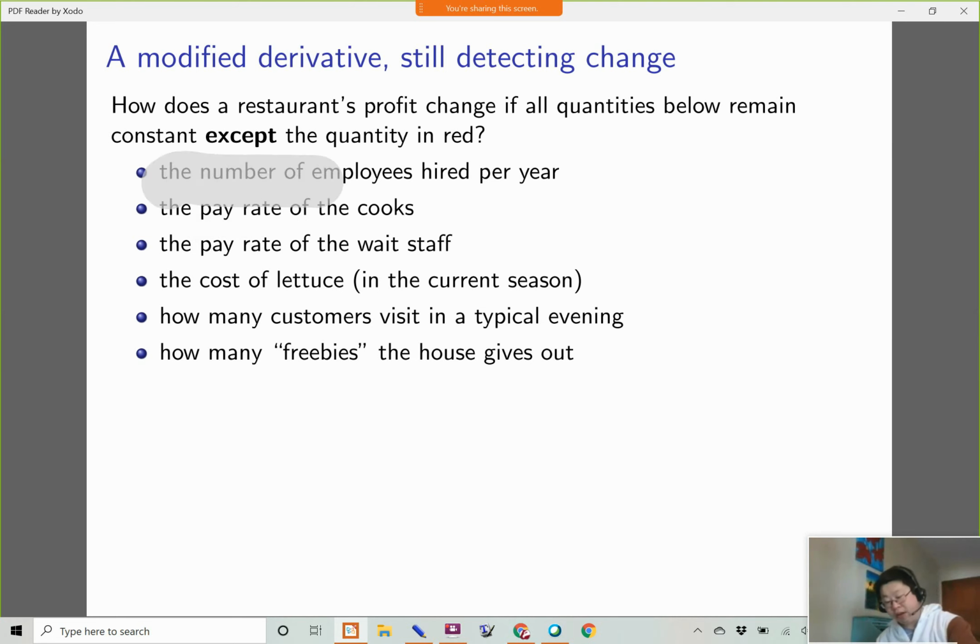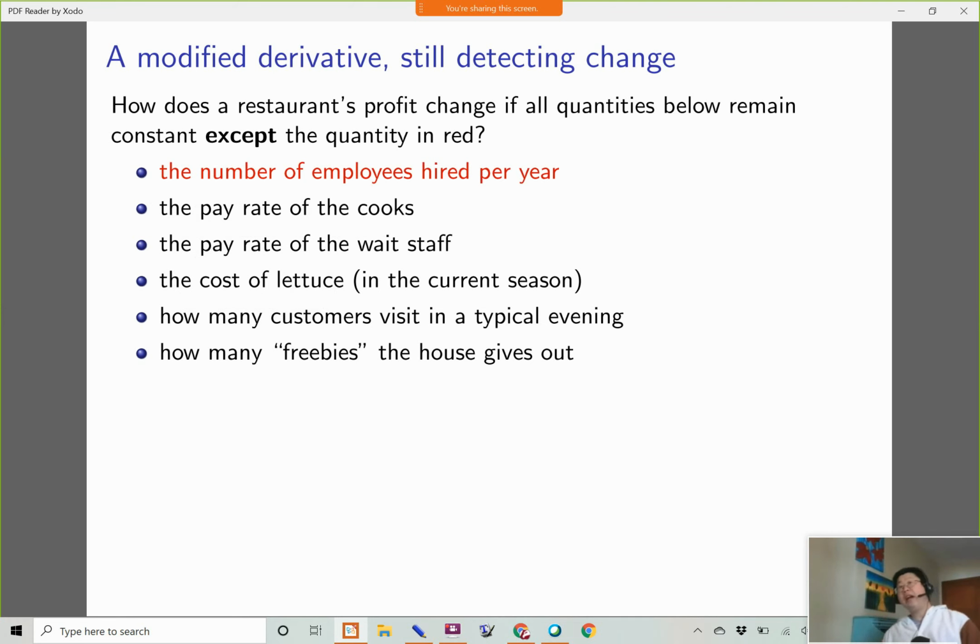So all of the quantities remain constant with the exception of one quantity changing. Just to keep track of things, just one of these numbers is going to change. Which one? The one in red. So let's say the pay rate of the cooks remains the same. The pay rate of the waitstaff remains the same. The cost of lettuce doesn't change all year long. That's unrealistic, but let's pretend for a moment so we can talk about a computation. All of these other things that are not highlighted in red stay exactly the same, but the number of employees hired per year is to change.